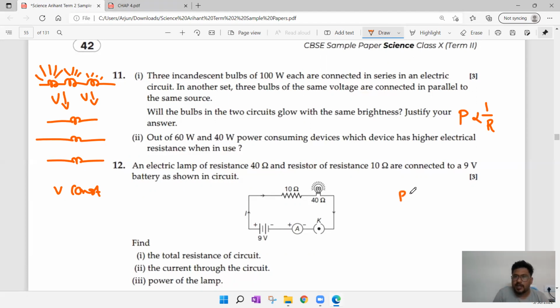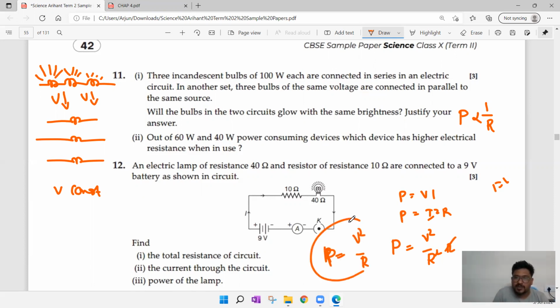Because we know P is equal to V into I, and if you substitute Ohm's law, P is equal to I square R. Again, if you substitute Ohm's law, I is equal to V by R, we'll be getting P is equal to V square by R square into R, R gets cancelled. At last, we'll get P is equal to V square by R. From this relation, if you observe, R is in the denominator. So, power is inversely proportional to resistance.